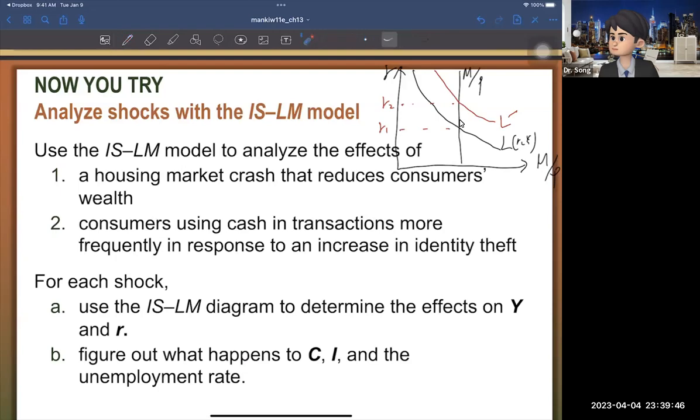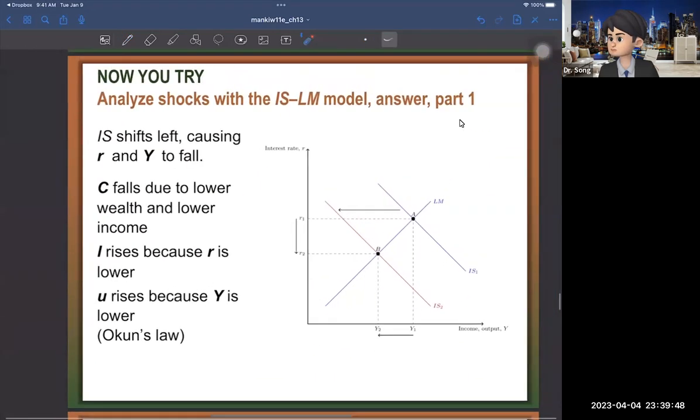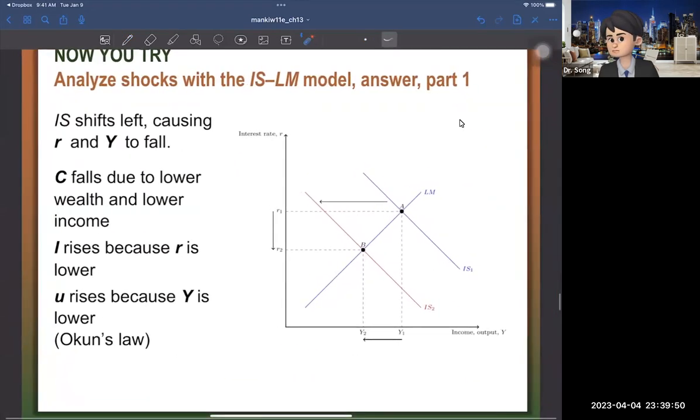Okay, so take a look here. The first one: housing market crashes, then the IS curve shifts to the left. As a result, interest rate goes down, output goes down. When output goes down, consumption falls, because consumption is a function of disposable income. Your income goes down, you consume less. On the other hand, investment is a function of the real interest rate, and the real interest rate goes down, then investment goes up, because we have an inverse relationship between the interest rate and investment.